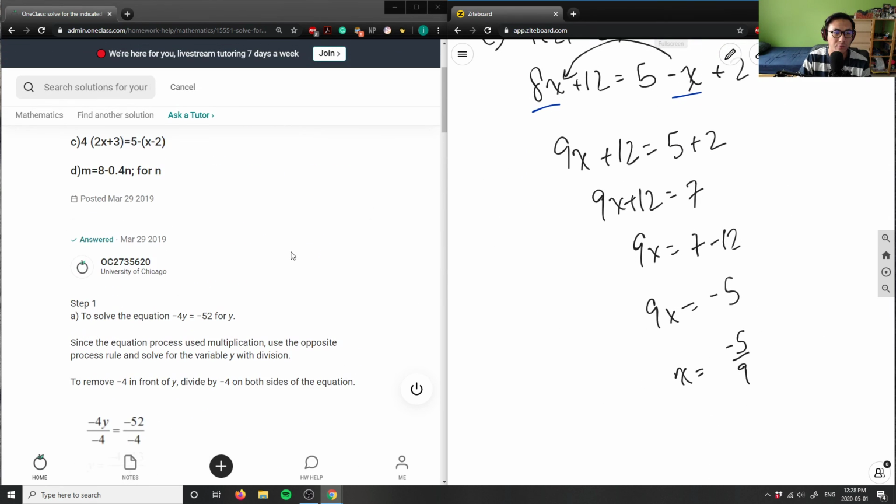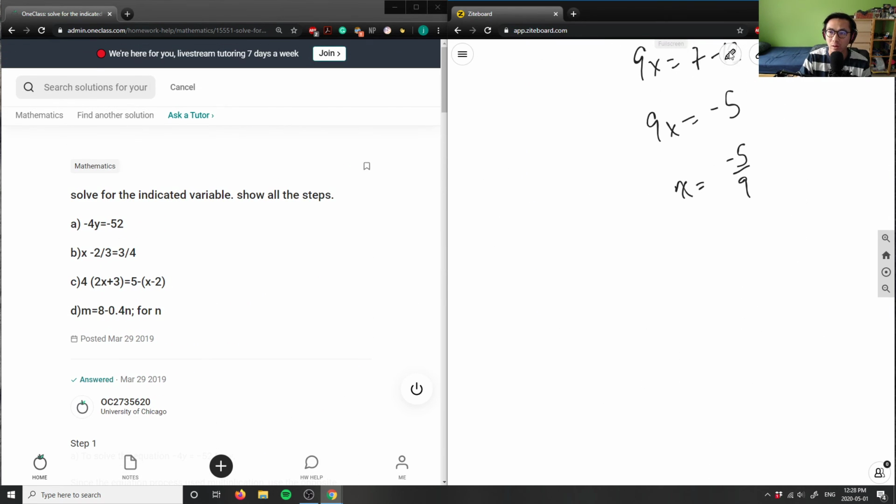And then finally, for D here, I'm solving for n. m equals 8 minus 0.4n, sorry. I'm solving for n, right? So all I'm doing here is just rearranging, right? So I'm going to subtract 8 from both sides.